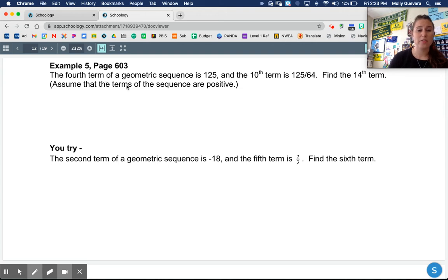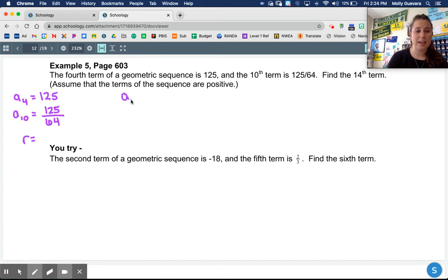Okay, so I'm given that the fourth term is 125, and I'm given that the 10th term is 125 divided by 64. And I want to find the 14th term. I need to know what r is. So I'm going to do what we did for arithmetic sequences.